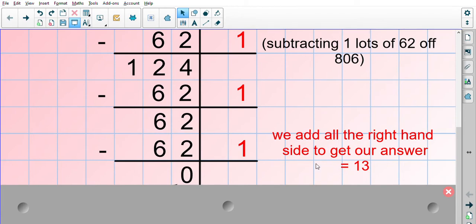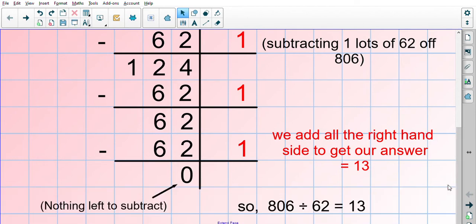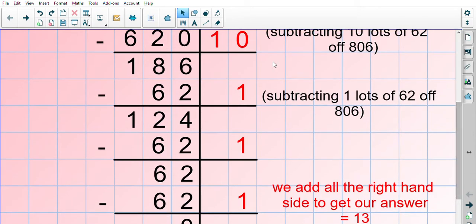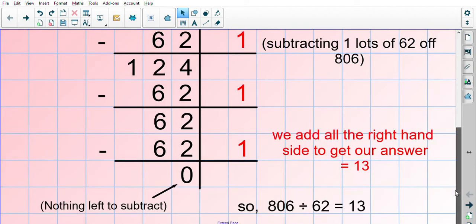Now that 0 left is important. You won't always get 0 there. That 0 means I had nothing left. I managed to get rid of all 806. So therefore my answer to 806 divided by 62 is 13, because if I add all these up, I managed to take off 13 lots of 62. These were the total amounts of 62 I could remove. I didn't have any remainders left, everything was gone, so my answer was 13.